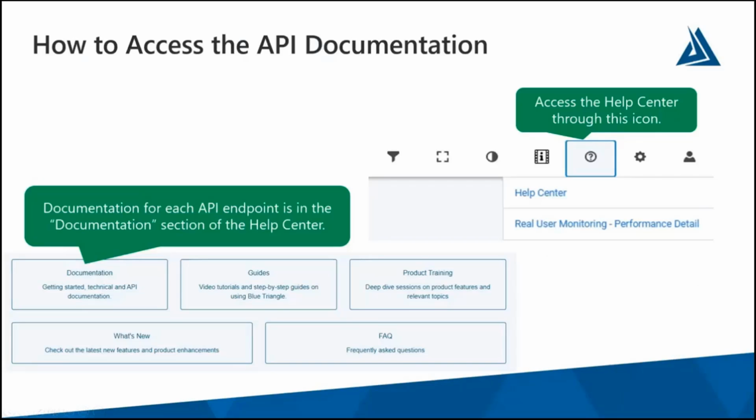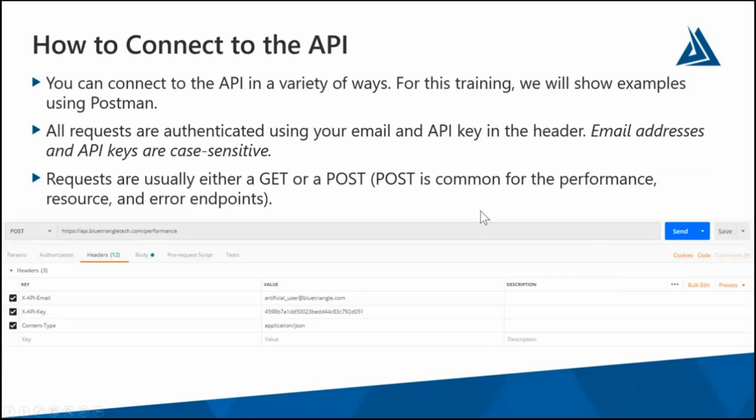All right, so real quick, how to access the API documentation. If you're in the Blue Triangle portal, you can just click the question mark icon and go to the Help Center. And in the documentation section, you'll see a subsection for API documentation. Each of the endpoints will have its own article, and all the information you'll need is going to be in there.